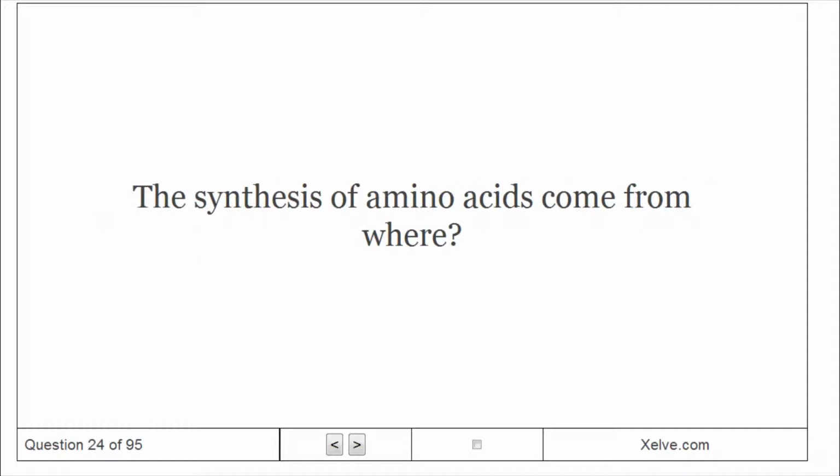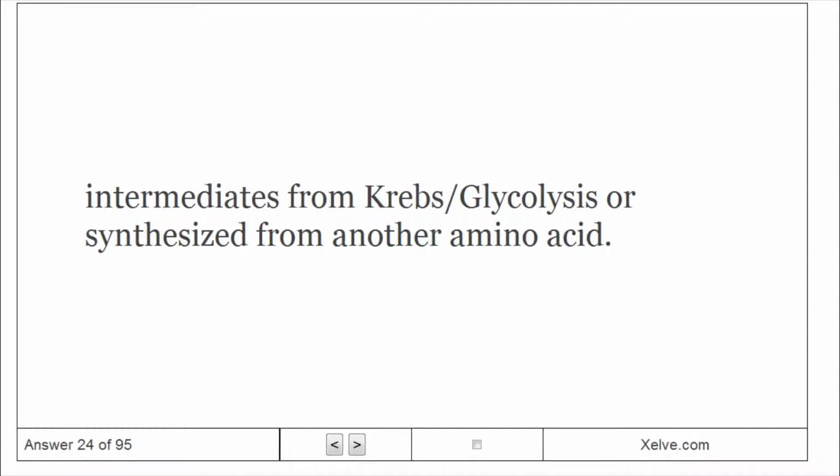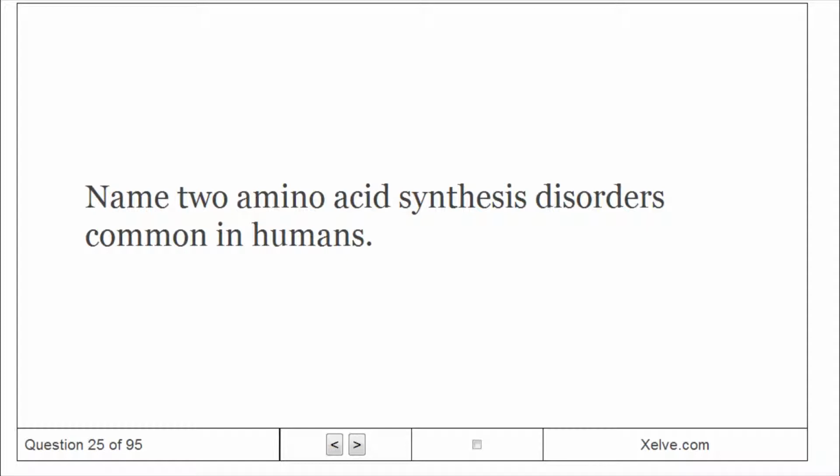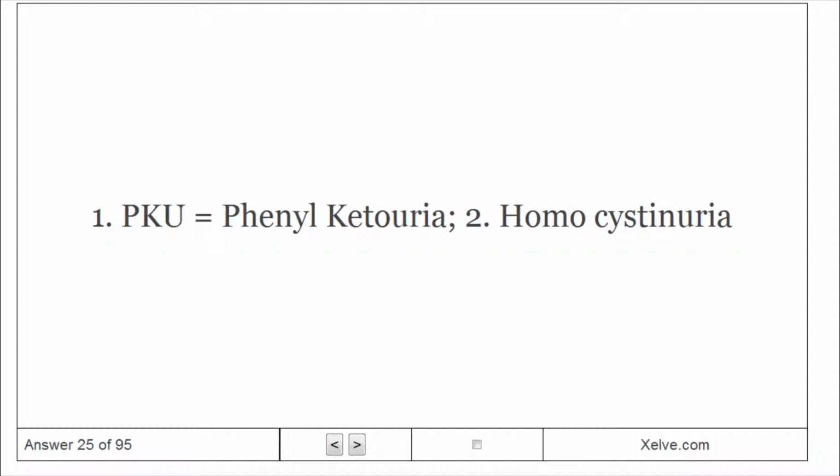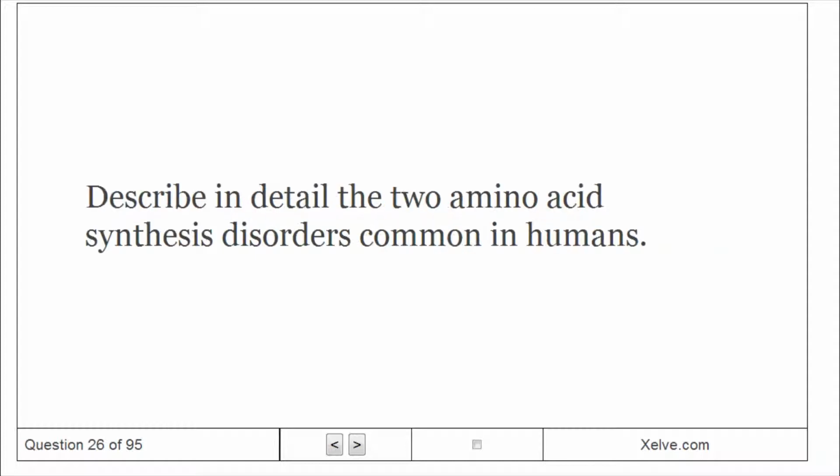The synthesis of amino acids comes from where? Intermediates from Krebs and glycolysis, or synthesized from another amino acid. Name 2 amino acid synthesis disorders common in humans. 1. PKU equals phenylketonuria. 2. Homocystinuria.